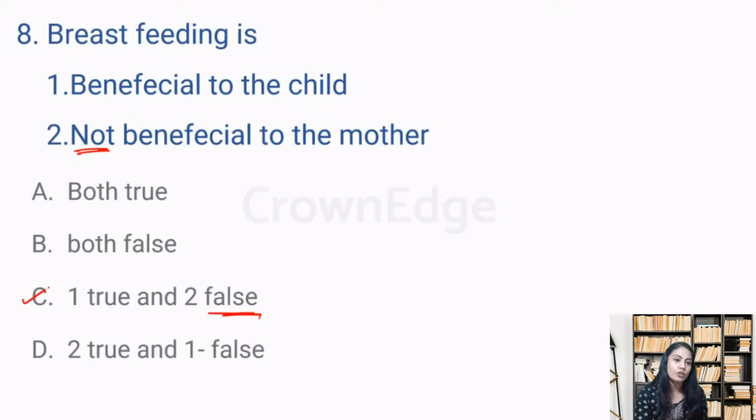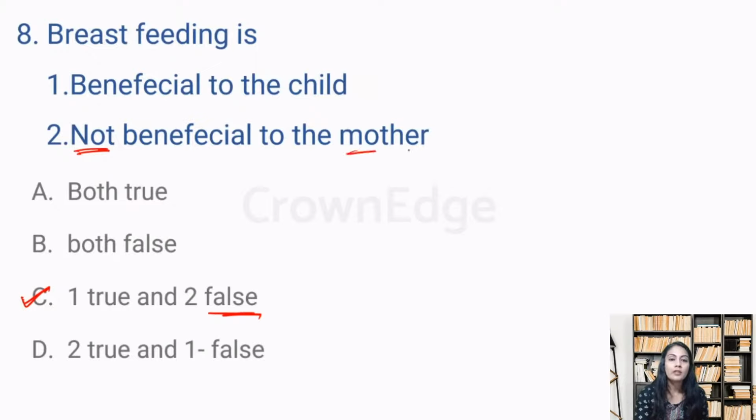And yes, it is beneficial to the child because DHA is there, right? Various immunoglobulins are there, colostrum is there, which is going to give immunity to the child, and it helps in growth and development. Various hormones, immunoglobulins, and nutrients present in the mother's milk are not present in outside milk or cow milk, or any formula. So that's why it is beneficial for the child, that we know of. But whether it is beneficial to the mother or not, yes, definitely.